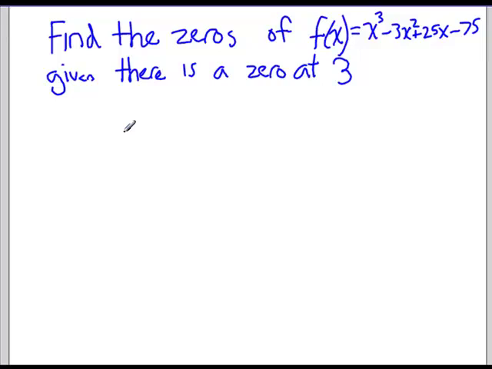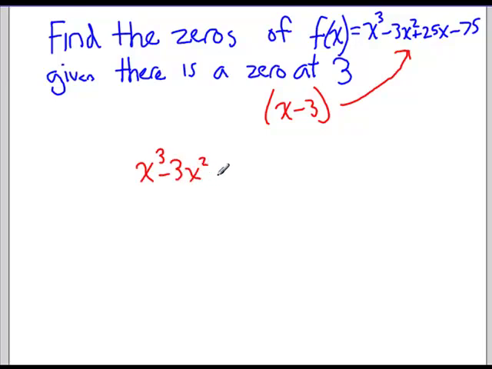Alright, here's a question that we might see, and it puts together a few things we've been working on, which is nice. So, find the zeros of f of x is equal to x cubed minus 3x squared plus 25x minus 75, given there is a 0 at 3. Well, if we know there's a 0 at 3, that means that there must be an x minus 3 term within there, right? Well, if there is an x minus 3 term in there, that means we can divide that x minus 3 term out and see what happens.